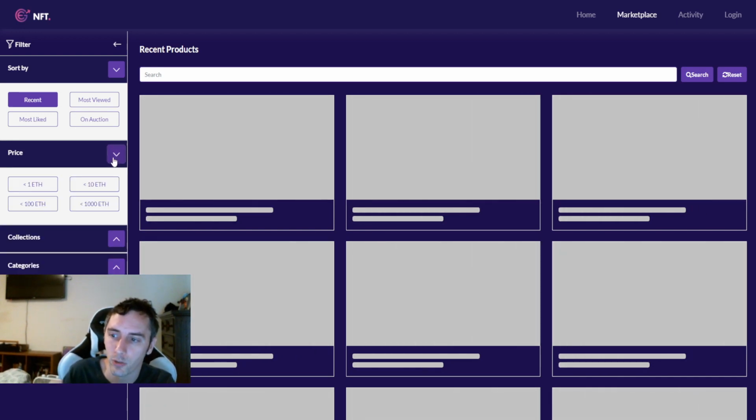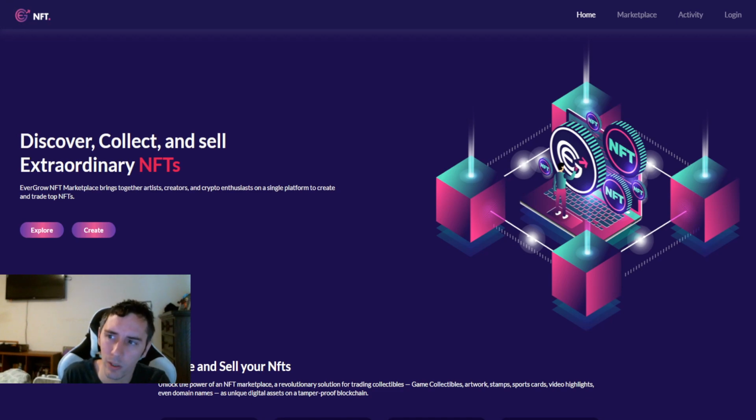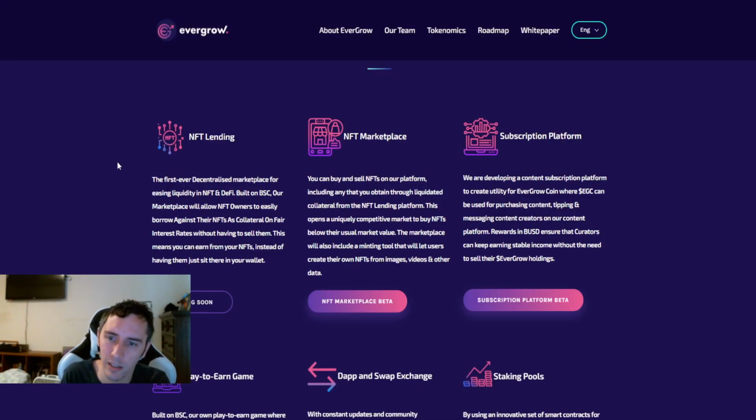Something to keep in mind, if I drop down the price here, you're going to see that it has it listed in Ethereum. So it looks like the minting, everything else, that's all going through the Ethereum side, which is a bit interesting to me, given the fact that what you're actually seeing everything going on here is on the Binance Smart Chain with EverGrow coin.